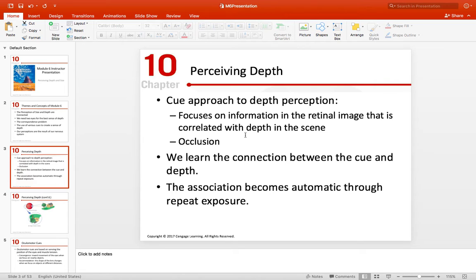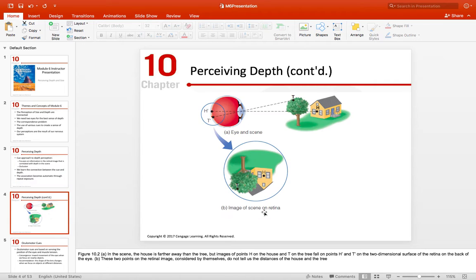But as you will see, the retinal image that we get on both of our eyes is not sufficient to explain the perception of depth and size, just like it wasn't sufficient to explain color. It's the same thing here. The cue approach does focus on that retinal image to a certain extent. So as you go through the readings, make sure you pay attention to what all the different cues are.